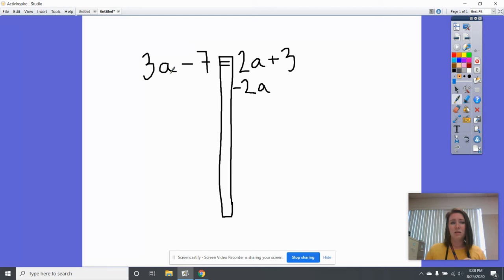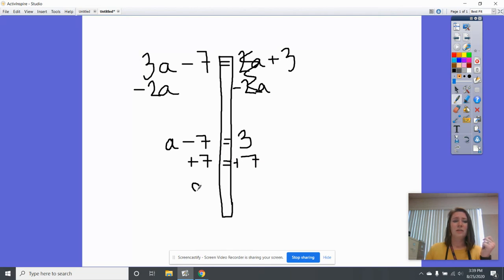This has an a, so I have to do 3a minus 2a. Okay, if I did negative 7 minus 2a, then those are not like terms and I'm not allowed to combine them. So now I have 3a minus 2a. That's just 1a, which is the same thing as just a. So now I have a minus 7 equals 3. Because this is gone, that's just 0. And now this is actually just a one-step equation. Add 7 to both sides, and we get that a equals 10.